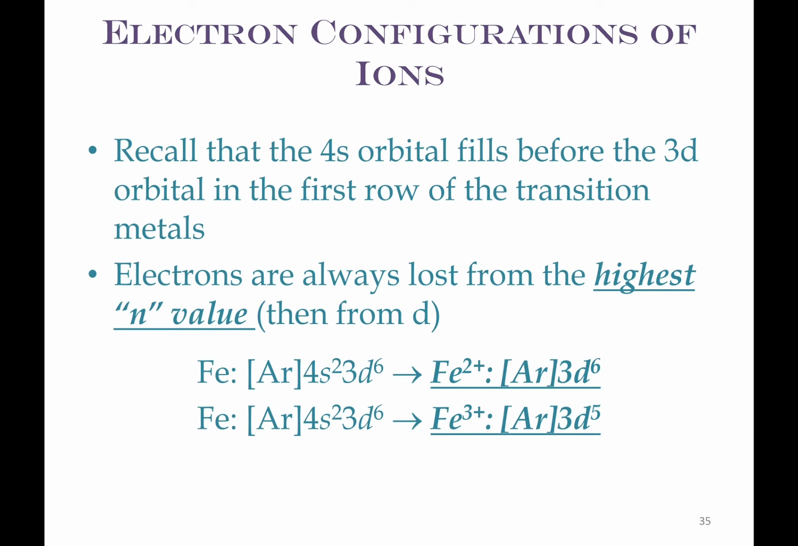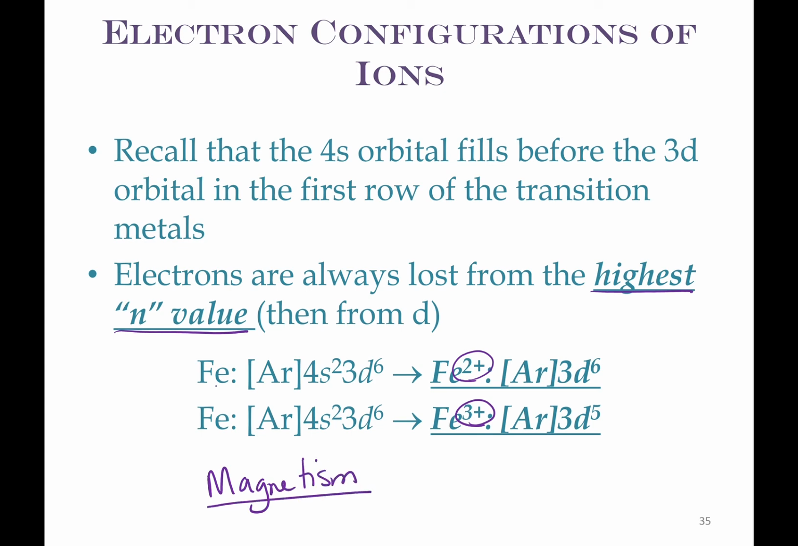So if we recall that the 4s orbital fills before the 3d orbital, remember that? In the first row of our transition metals. When electrons are lost, they're always lost from the highest n values first. So it's not lost in the same order that they're filled. So when I go to form iron 2 plus or iron 3 plus, where do I take those electrons from? And this is going to be important in magnetism.